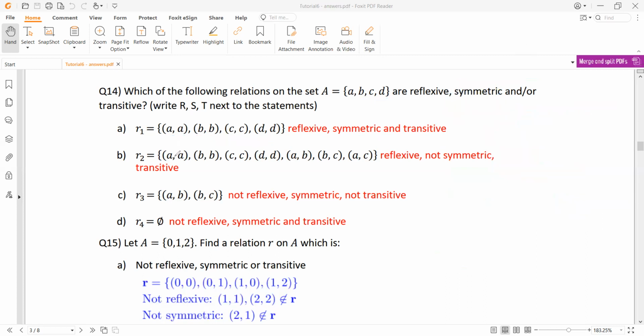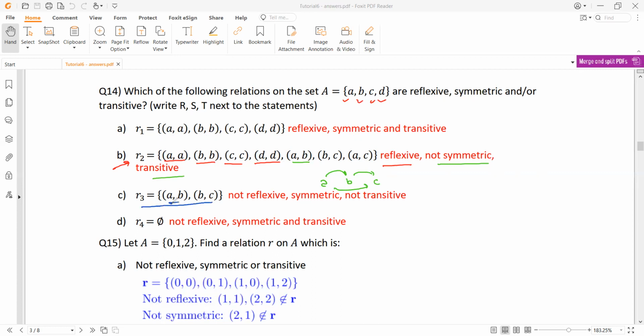Here again, relation 2. A goes to A, B goes to B, C goes to C, D goes to D. So every element goes to itself, so this is reflexive. And A goes to B. Do I have B goes to A? No. So it's not symmetric. Here A goes to B and B goes to C. I already have A goes to C. So this is transitive. Okay, great. Let's practice more.